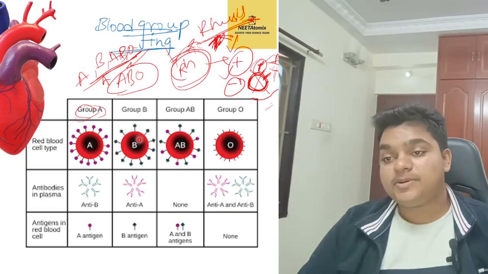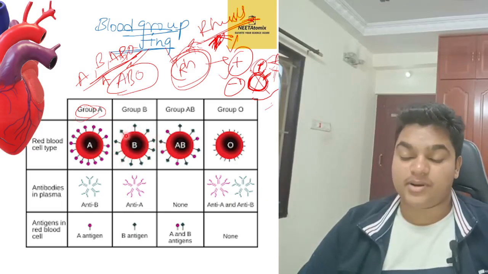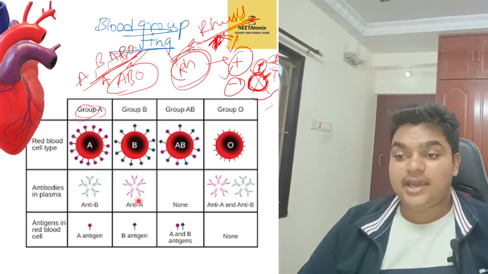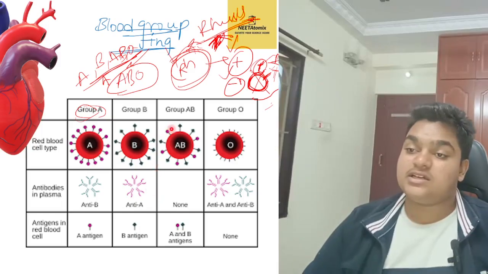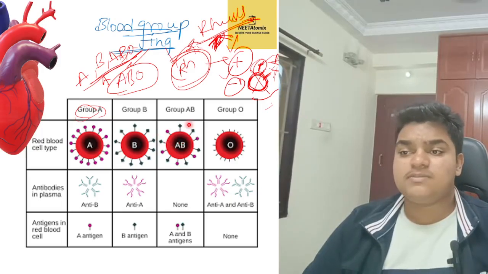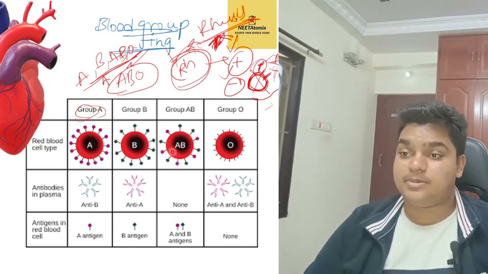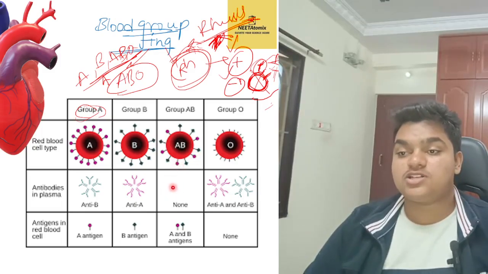Now, if your blood group is B, you have B antigens present on the surface of the membrane and anti-A antibodies present in the plasma. Next, if your blood group is AB, you have both types of antigens present on the membrane of the RBC, A and B, but you have no antibodies present in the plasma. You have none of the antibodies.